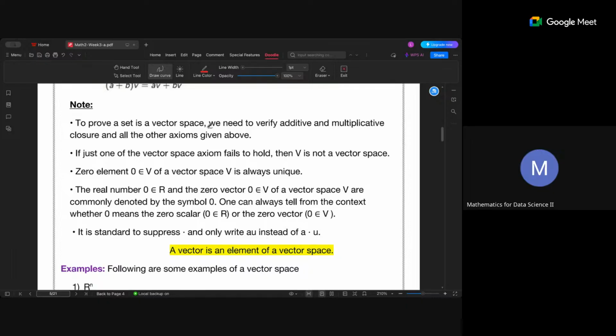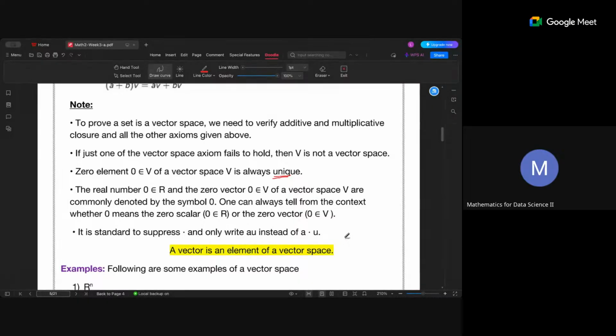To prove a set is a vector space, what do we need to do? We need to verify additive and multiplicative closure and all the other axioms given above. If even one of the vector space axioms fails to hold, then V cannot be a vector space. And the zero vector of a vector space is always unique. There cannot be different zeros. Only one zero vector is there for a vector space. The real number 0 and the zero vector 0 use the same symbol, but you should understand from the context what it means.